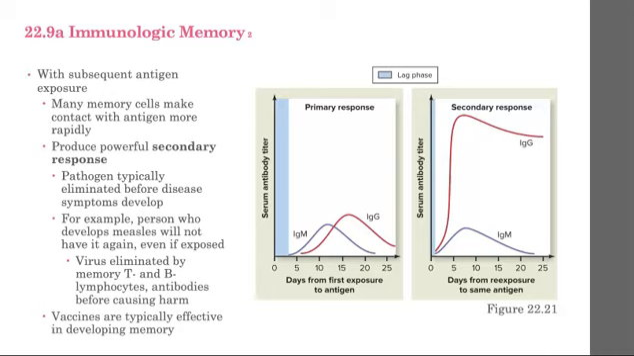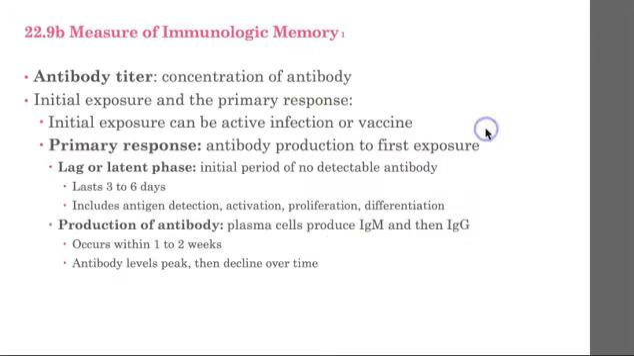Because if we were to come into contact with a virus such as the one for measles, then we would be able to eliminate that virus right away using the memory B and T cells, allowing these antibodies to be secreted quickly, and you don't have the reaction. Vaccines are typically effective in developing this memory part of our immune system. And remember, we talked about an antibody titer. That was the concentration of the antibody within our blood.